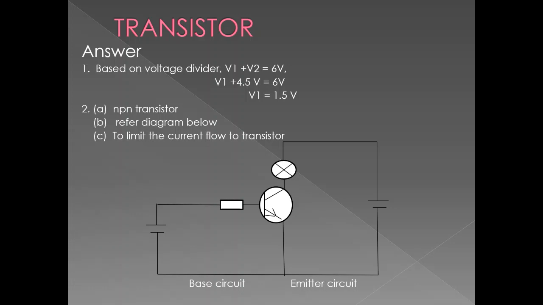So the type of transistor used based on the diagram is, because the arrow is pointed downward, therefore it is an NPN transistor.